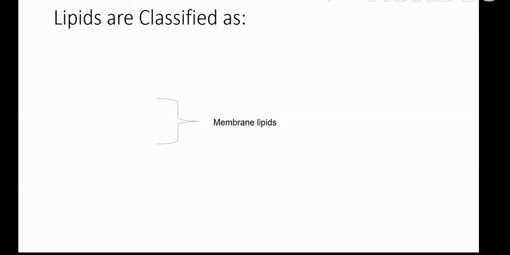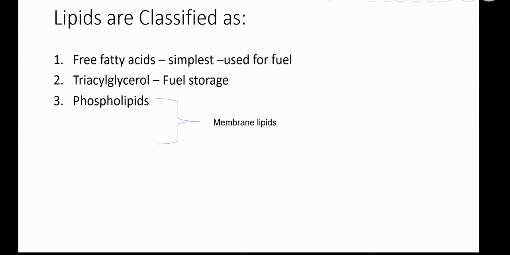So how are lipids classified? Basically, lipids are classified first as free fatty acids. They are the simplest form of lipids, and they are used for fuel purposes, especially in fatty acid oxidation. The second type is triacylglycerol, which is again used for fuel storage.